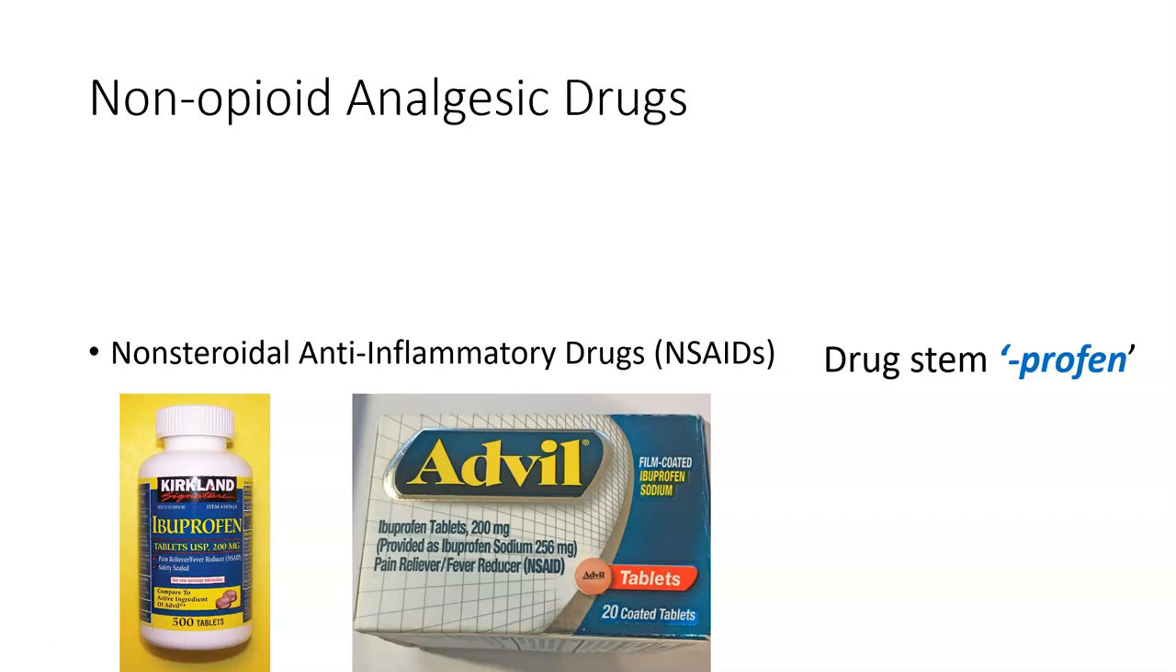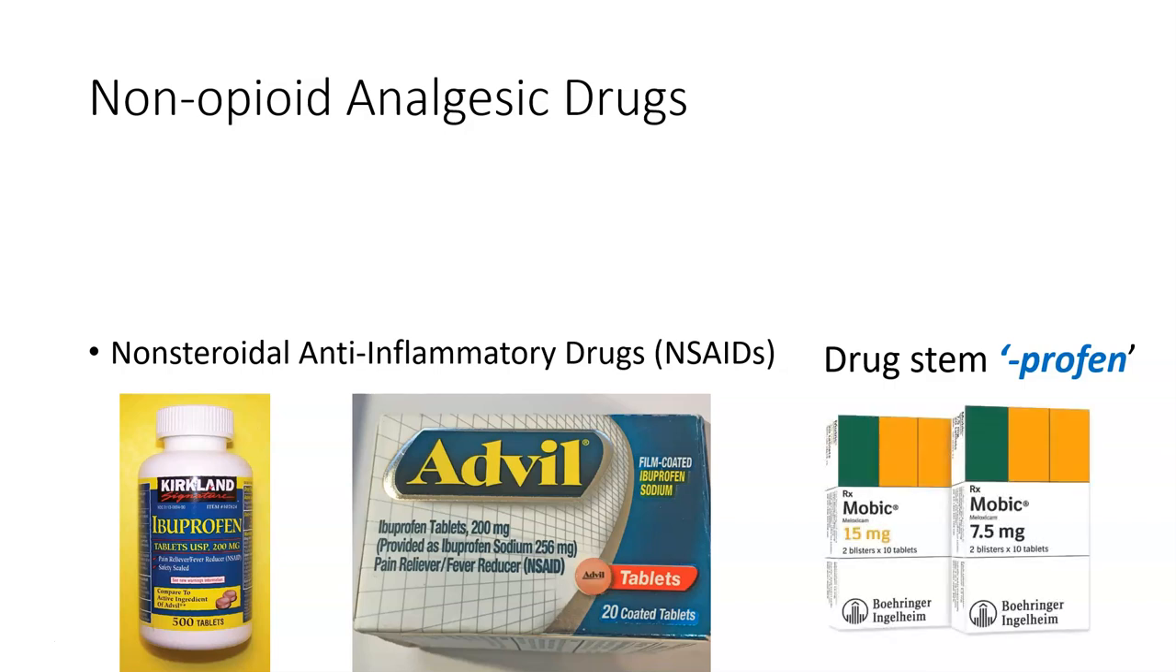Another subcategory of an NSAID is, oops, I'm jumping ahead. Okay. Another type of NSAID is Mobic. Meloxicam is the generic name. Mobic is the brand name. And this is a pretty effective anti-inflammatory. Patients use this a lot for arthritis.